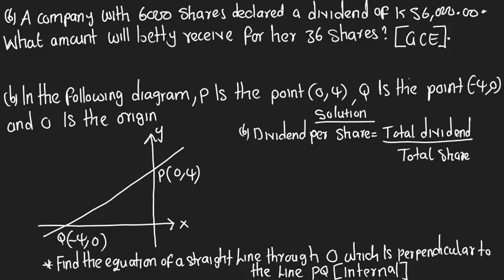Now, a company with 6,000 shares, what is the total number of shares? A company with 6,000 shares. So the 6,000 shares is your total share. Declared a dividend of 56,000. So this is the total dividend. Have you seen? Yeah.